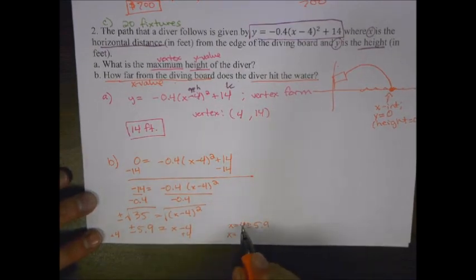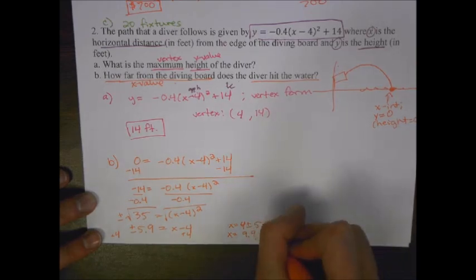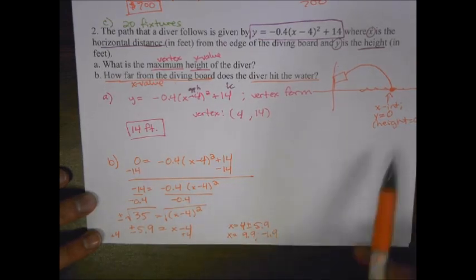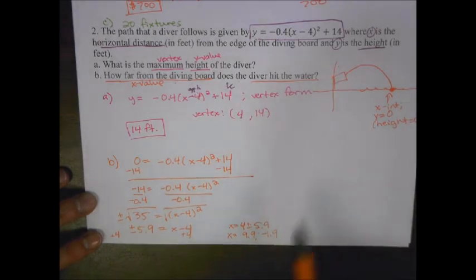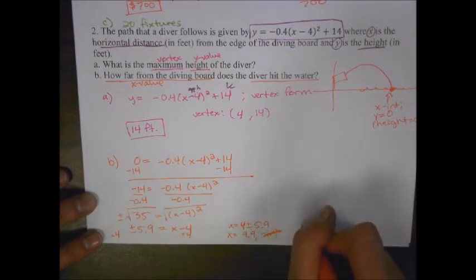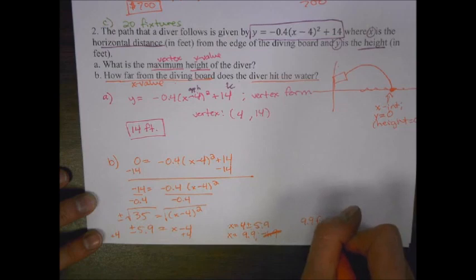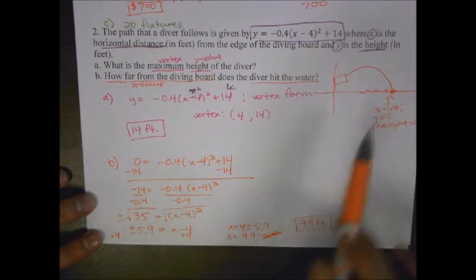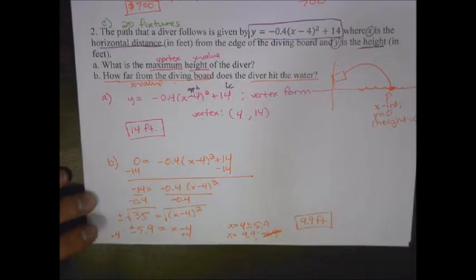So x equals 4 plus 5.9, which is 9.9. 4 minus 5.9 is negative 1.9. In a real world situation, we're not going to have a negative answer. So our answer is 9.9 feet. So this is 9.9 feet away.